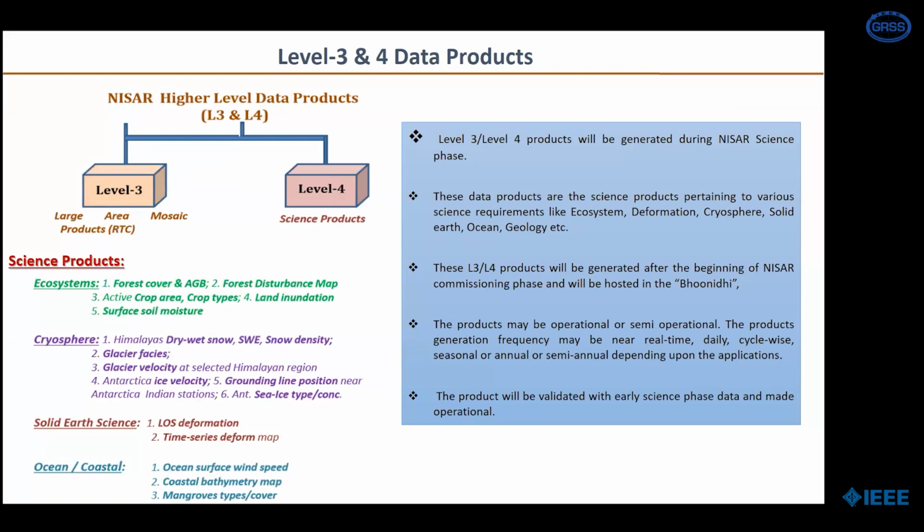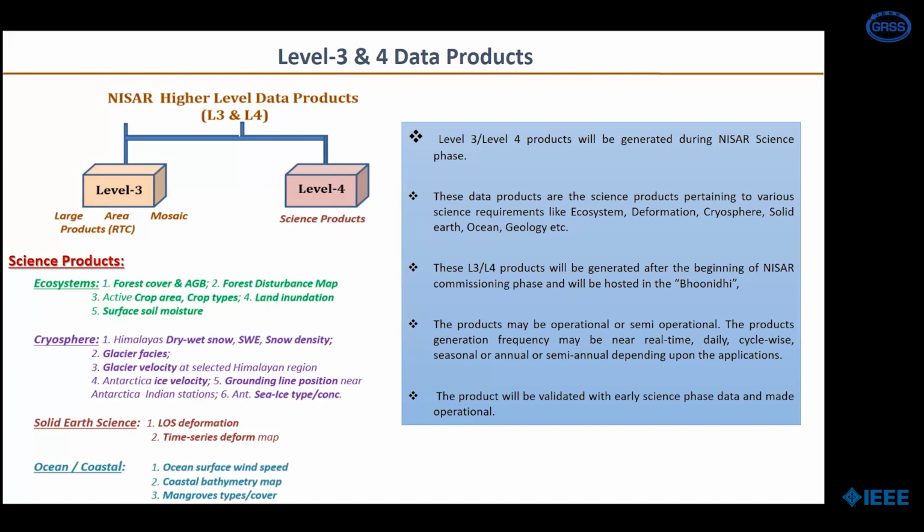The level 3 is the large area India mosaic. Because India is covered in the dual-pol systematic coverage, we have so many cycles of the data. We are providing the mosaic, which is the radiometrically terrain corrected product, that we call level 3. And level 4 products are the science products based on themes.